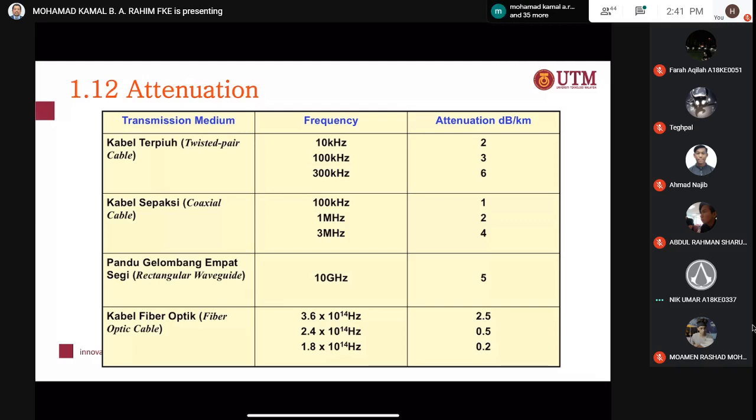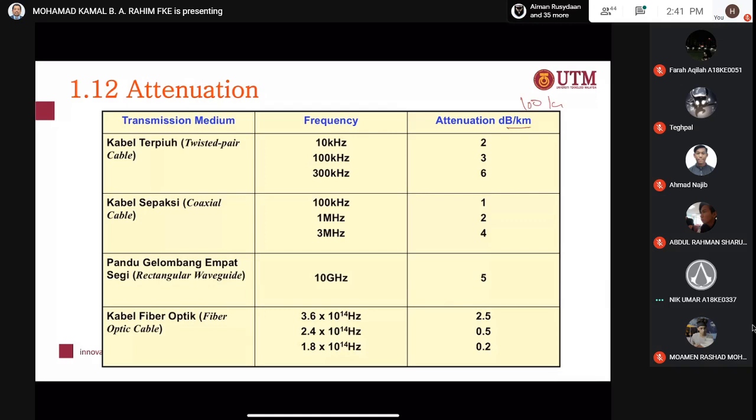Attenuation is something where when you put in a signal, the output signal is less. So sometimes we can say that it is a loss happening in that particular transmission line. For example, you have twisted pair cable. Attenuation is about 2 dB, 3 and 6. You can imagine this is 1 kilometer. If your cable is 100 kilometers, how many dB?